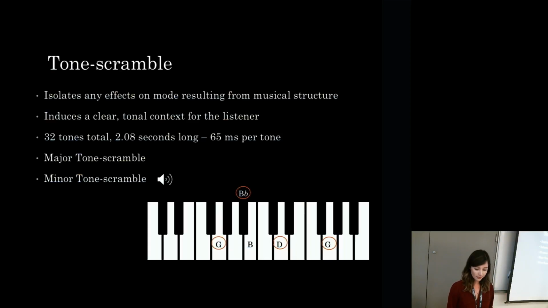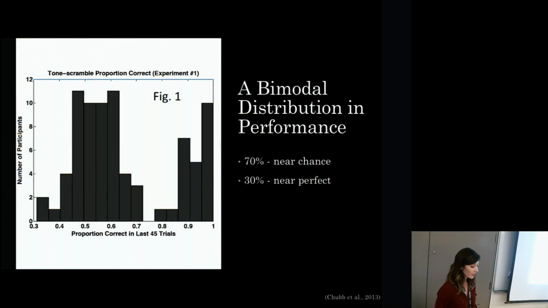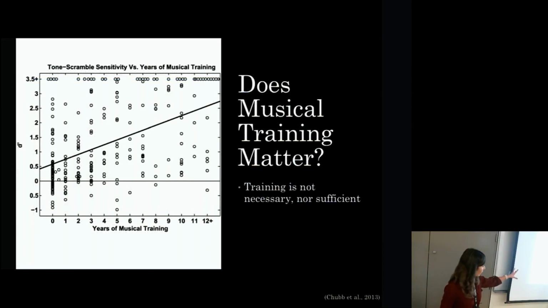So the results from these experiments showed a bimodal distribution in performance, where 70% of these listeners performed near chance, where the other 30% were near perfect. In this figure, it's only reflective of 80 participants, but in the 2013 paper, there's almost 300 participants that were run in this, which is shown here with all of these listeners.